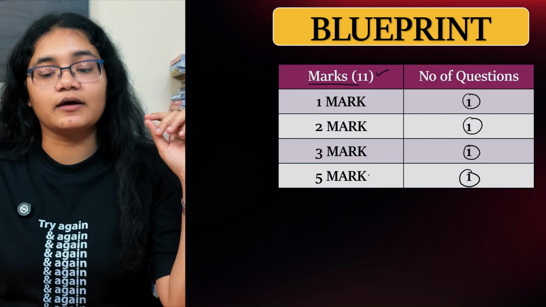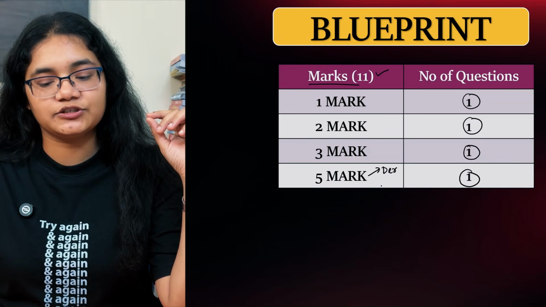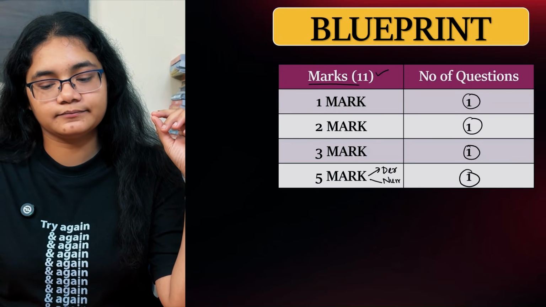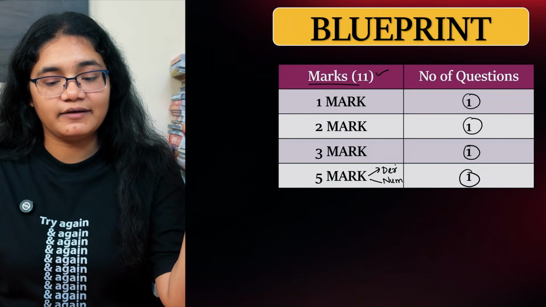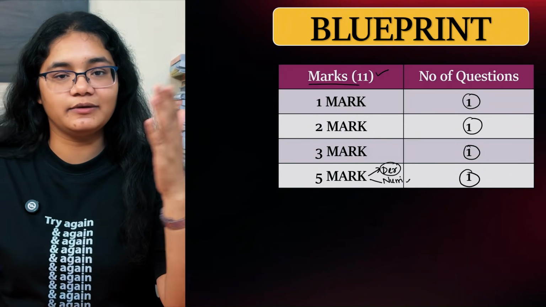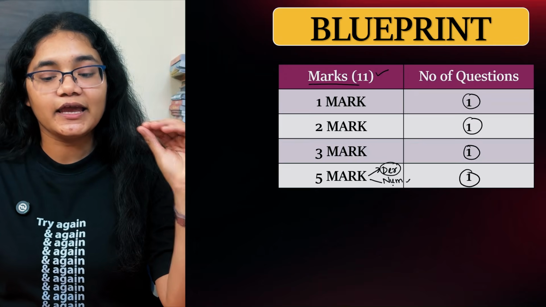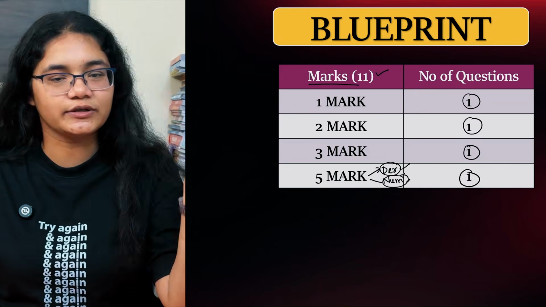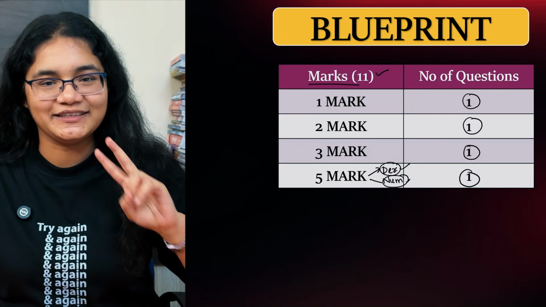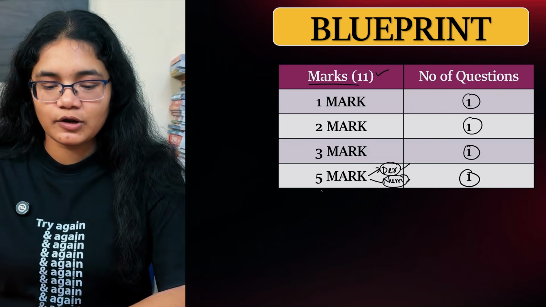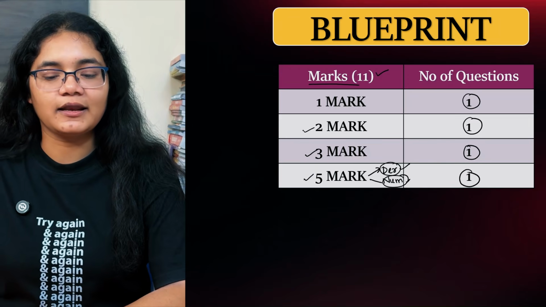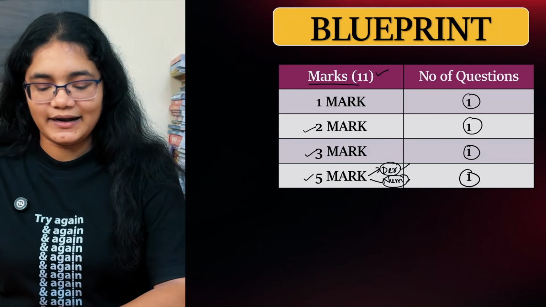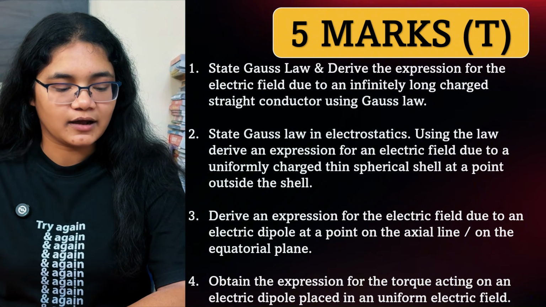Now, this 5 marker can either be a derivative question or a numerical question. Okay, so if derivative is asked, then the numerical will be from electrostatic potential and capacitance. If the numerical is asked, then the derivative will be from electrostatic potential and capacitance. Okay, so I hope you know this relation between these 2 chapters, right? So first of all, we will start with 5 marker, then 3 marker and then 2 marker. Okay, so let's start and discuss the 5 marker theory questions.